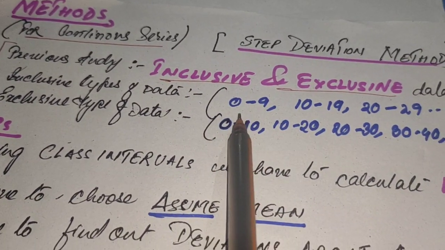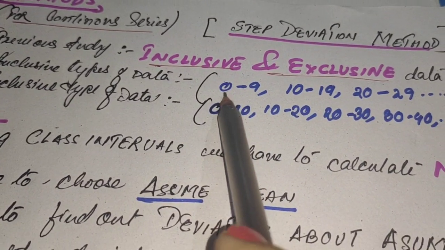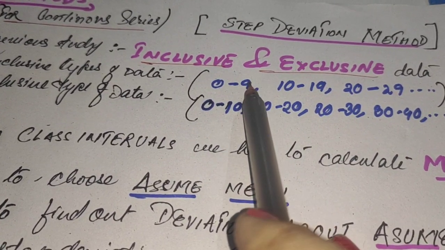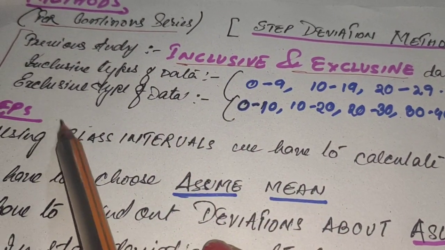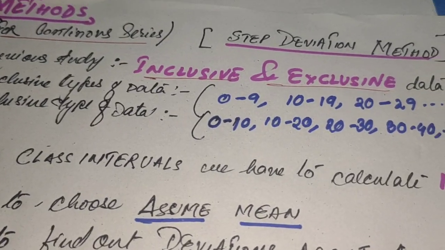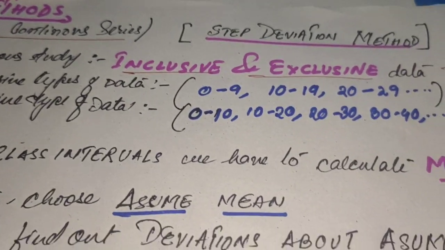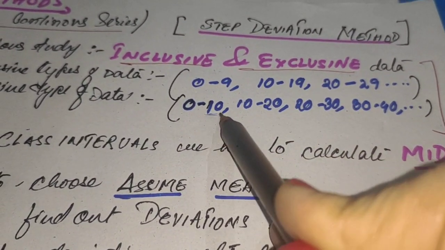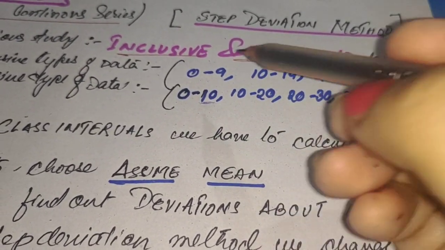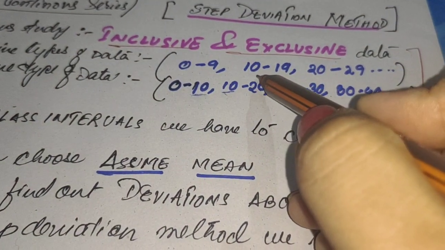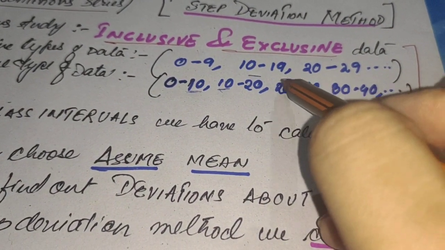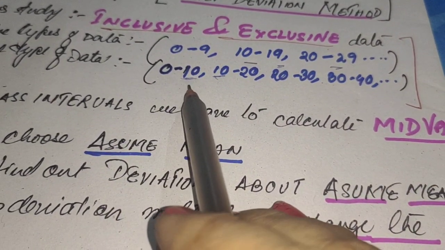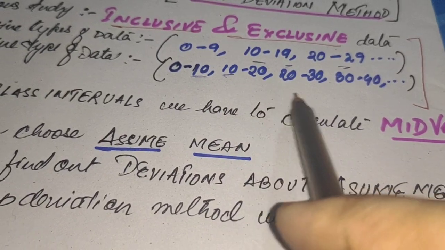The reason is that it starts from 0 and ends at 9, and both the upper and lower limit are included. Now let us come to the exclusive type of class interval or exclusive type of data. It goes like this: 0 to 10. Then 10 once you get here, again 10 to 20, so again you get 10 here. Next 20 to 30, then 30 to 40. So you can see that there is no break. Its continuity is maintained over here.